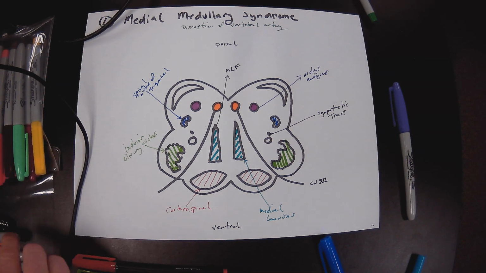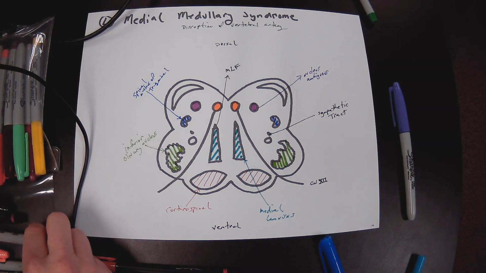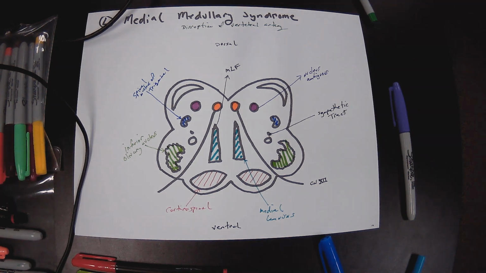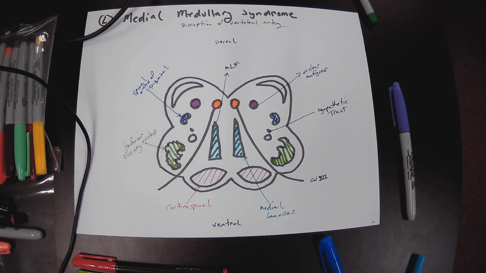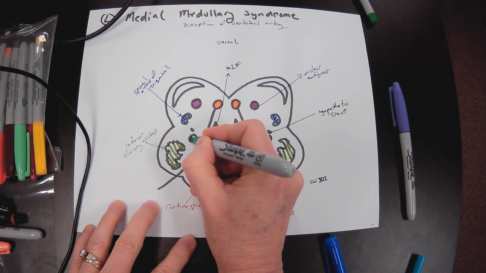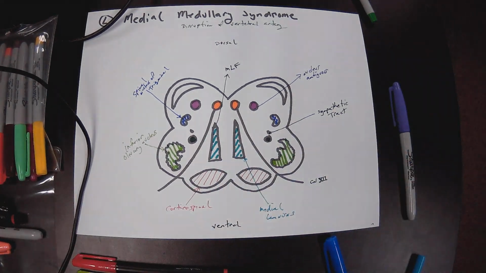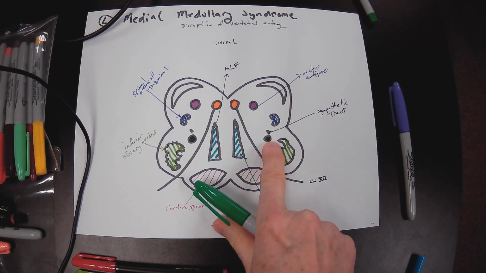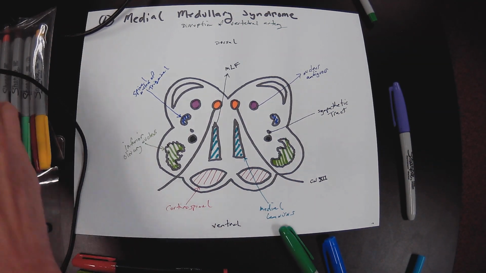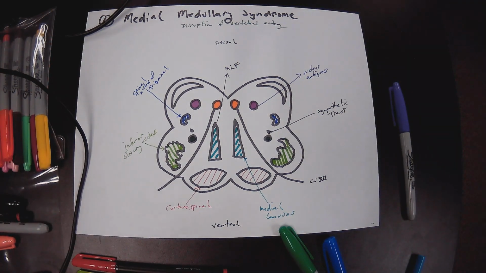Then we have, what color to use? Dark green. Okay, this guy hangs out, it's always close by with the sympathetic tract. It's involved in transmission of pain, crude touch, and temperature from extremities. Yep, this is your STT, spinothalamic tract. Where am I? Oh, there it is.